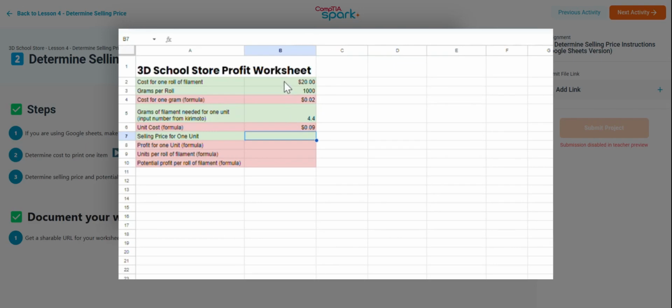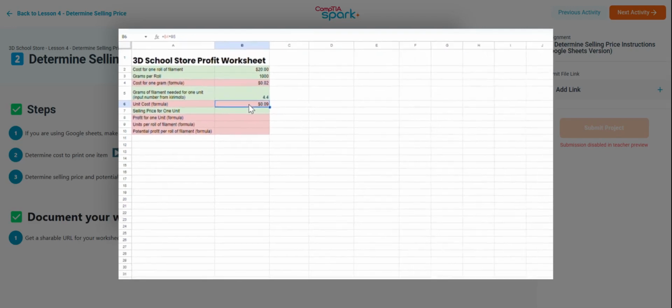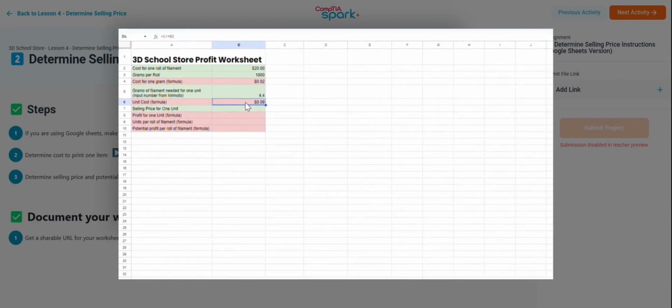All right, so just to recap from the beginning, we have the cost for 1 roll of filament, the grams per roll. Then we did a formula to figure out the cost for 1 gram of filament. Then we figured out how many grams of filament we needed for our print that we designed. And then we figured out how much it costs to print one of our designs. All right, once you have that done, you are ready for the next step.